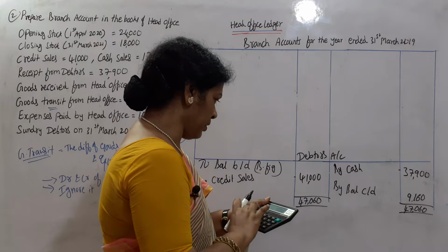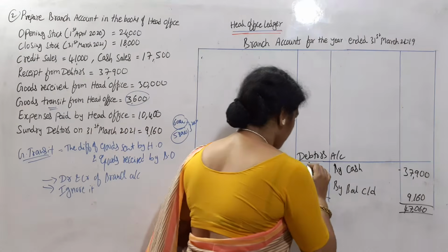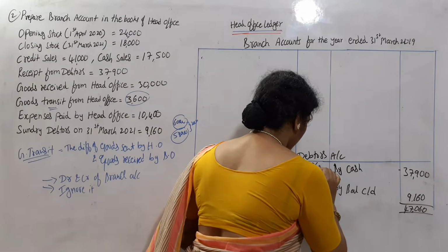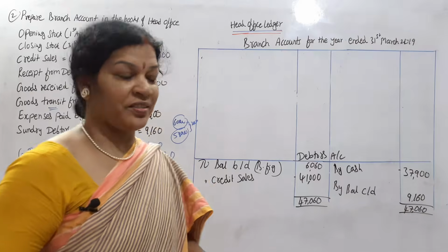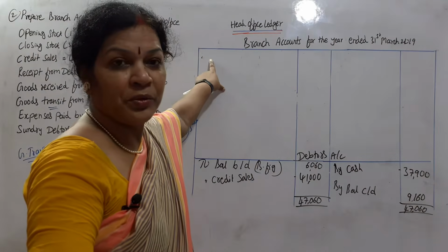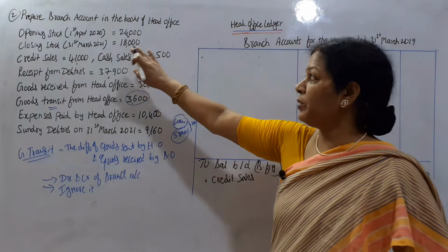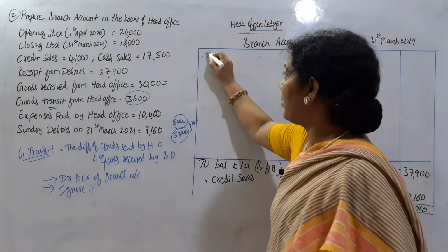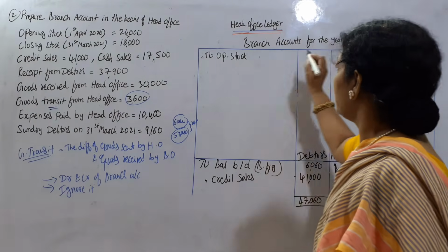₹4,760 minus 41,000. It is 6,060 rupees. So this is the balancing figure, opening debtors. This amount we are going to write over there when we write the opening assets. Now if you see, opening stock is there, right? We'll write here opening stock 24,000.